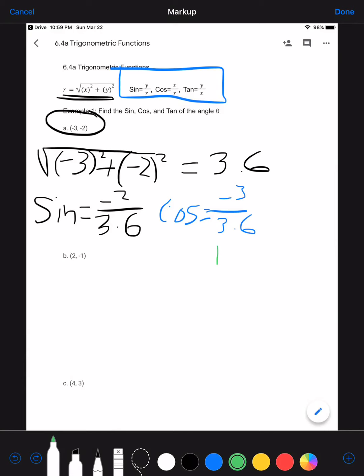That's a kind of a light color. Let's pick a different color. Let's do red. So tangent is equal to y over x. So -2 over -3. And you could reduce that down to just 2 over 3. Those negatives would cancel out. I'm not really worried about you guys reducing them. You can leave it like this.